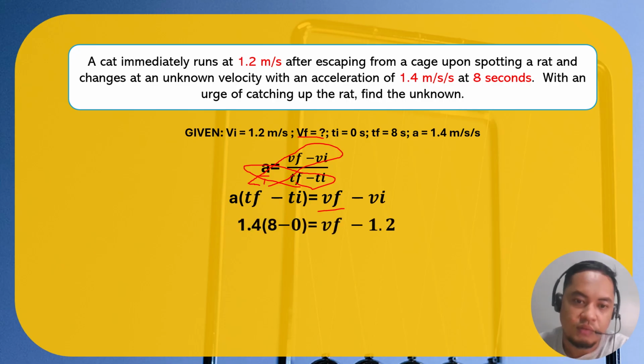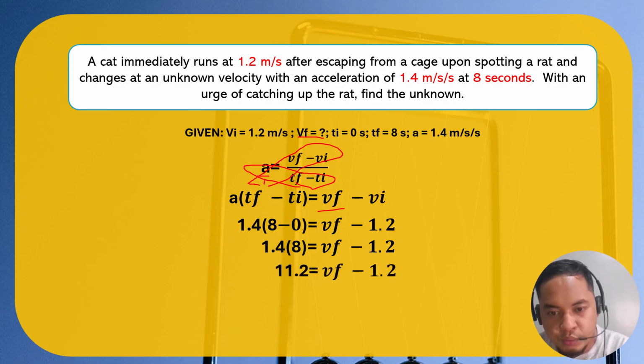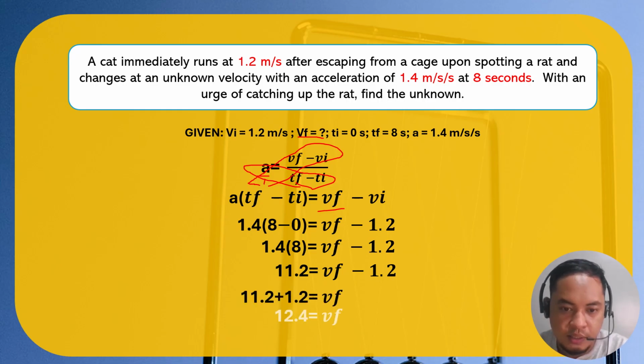So we will substitute the values. Our acceleration is 1.4. 8 is our final minus 0 initial time. We don't have the final velocity yet, minus 1.2. And then you will have 1.4 times 8, and then we will transpose negative 1.2 to the other side of the equation to isolate the final velocity variable. And then we have this answer. This is the final velocity at 8 seconds with an acceleration of 1.4 meter per second squared.